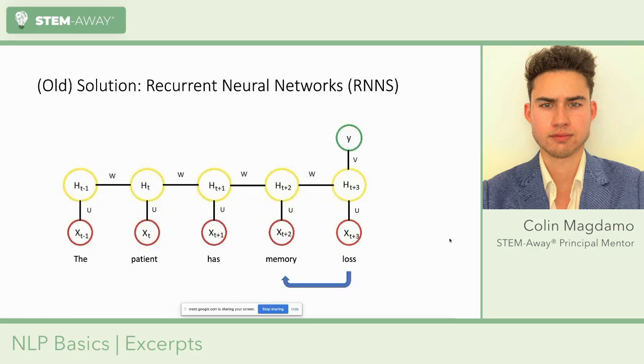So the idea is that you can carry information along this chain. And if there's something that's relevant further down the chain, the neural network can pick up on the fact that certain tokens are related to each other via backpropagating through this recurrent neural network. So something like recurrence can accurately capture that memory is the thing being lost. It can also accurately capture that the patient is the agent losing their memory.